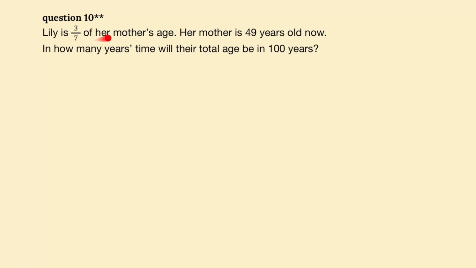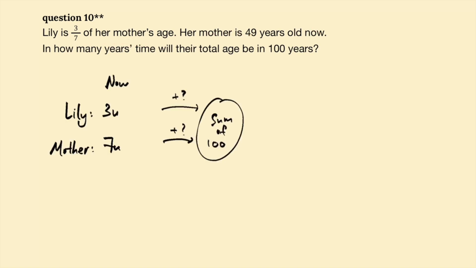Lily is 3/7 of her mother's age. Well, we can tell straight away from here that Lily has 3 units and mother's age will be 7 units. Well, her mother is 49 years old now. So these 7 units will represent 49. And this is the current age. Well, let's have a little diagram to make everything clear. 3U, 7U here.